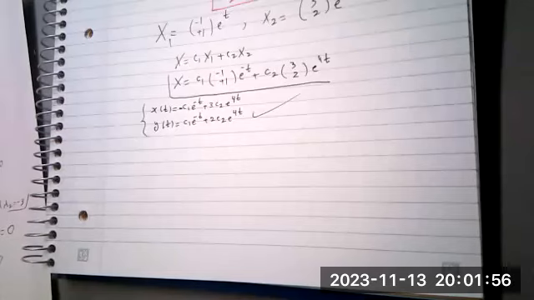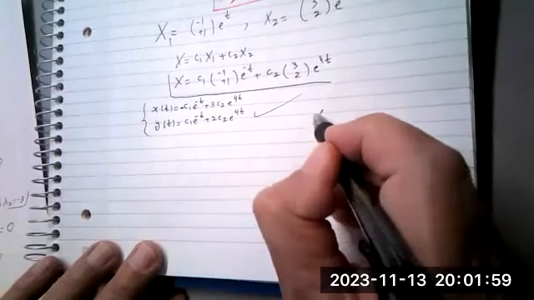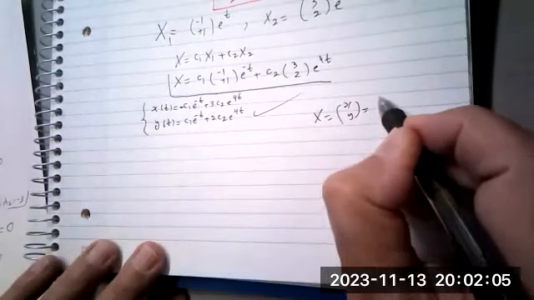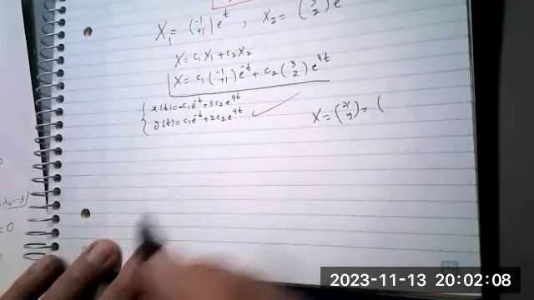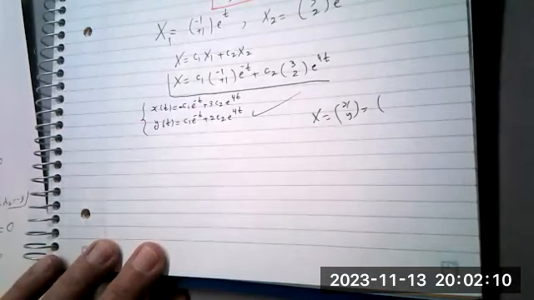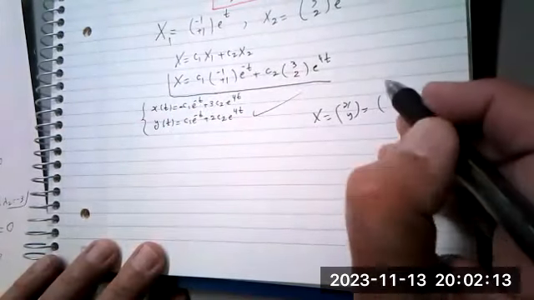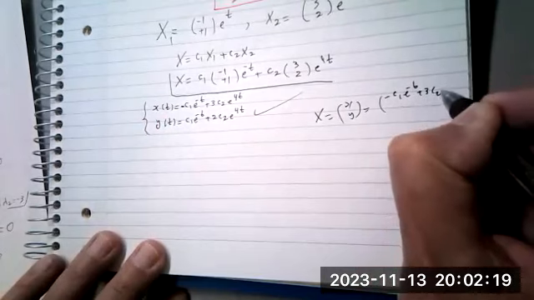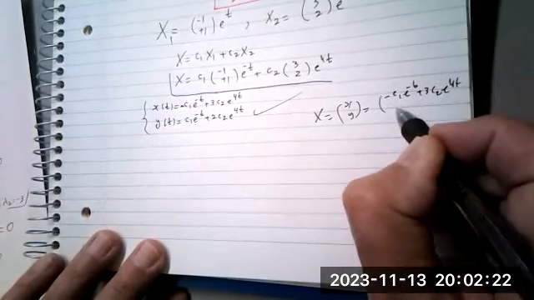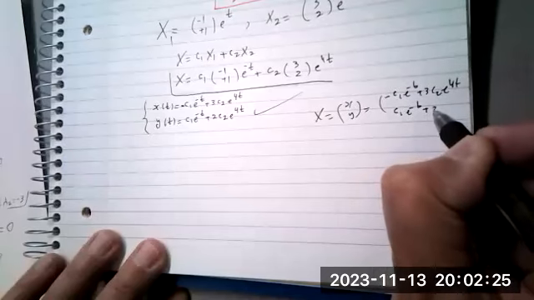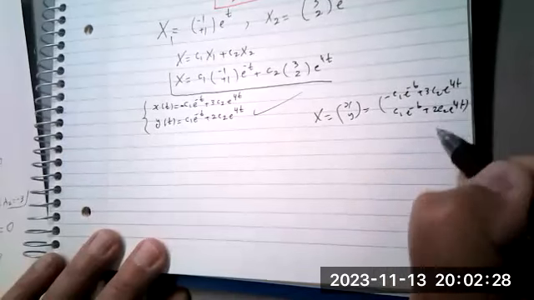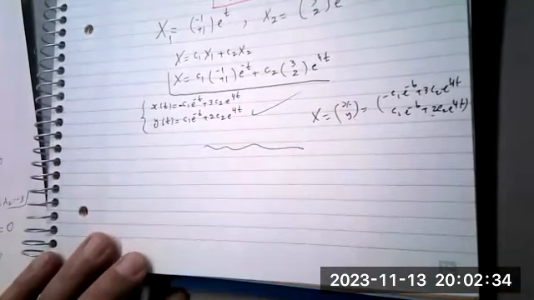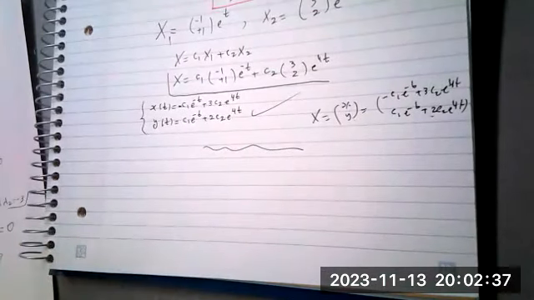You see, that's the x, and that's what you have. If you like, you can put them all together and let them be equal to each other. You can write this as one vector. It's going to be negative C1 e to the negative t plus 3C2 e to the 4t, and the second part is C1 e to the negative t plus 2C2 e to the 4t. Okay, we did it. That's one.